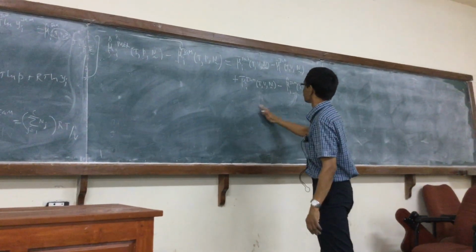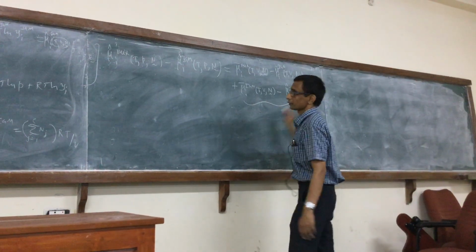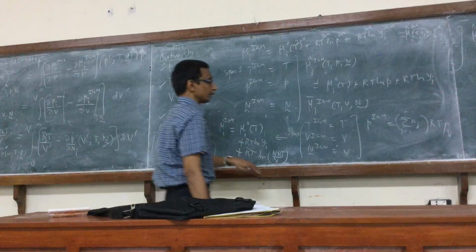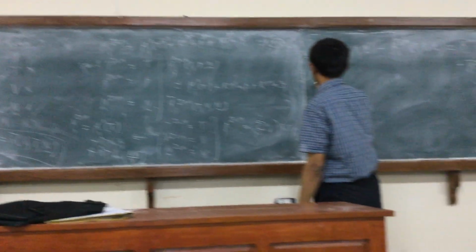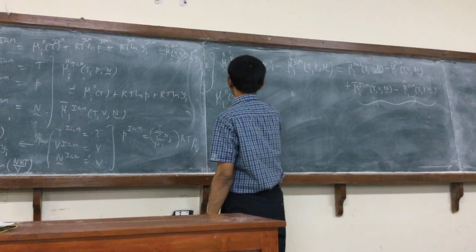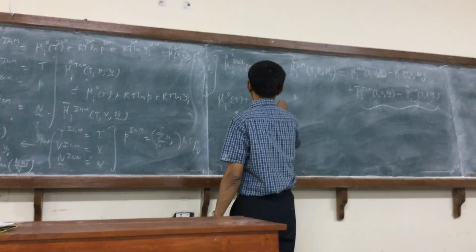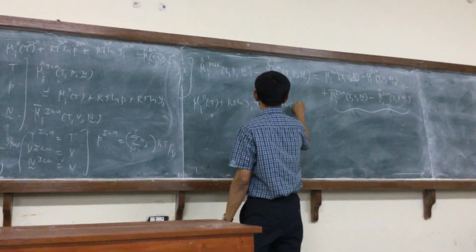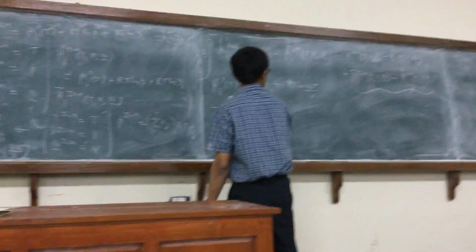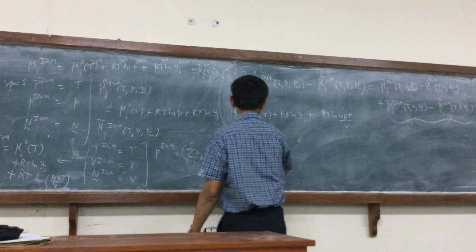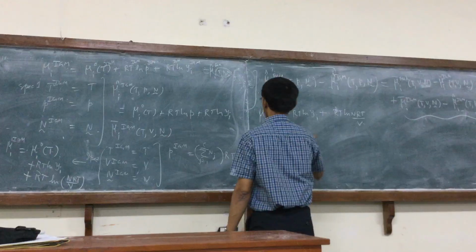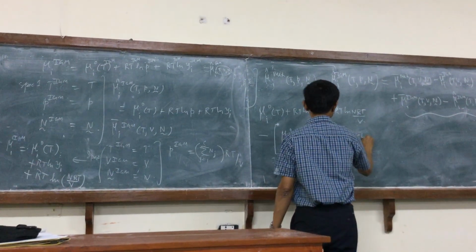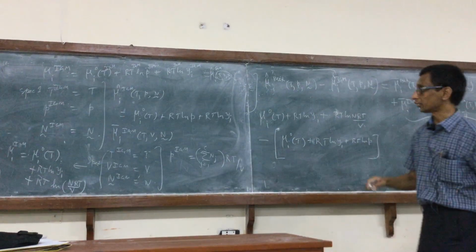So what is this difference? This difference clearly is now, right? So let's write that difference. It's going to be mu I naught of T plus RT log yi plus RT log nRT by V, minus the one that I have calculated here, mu I naught of T plus RT log yi plus RT log V. So that is where the difference comes in.